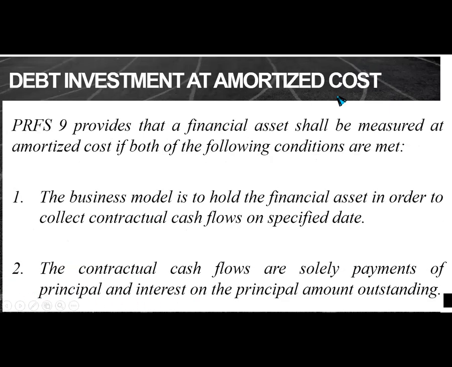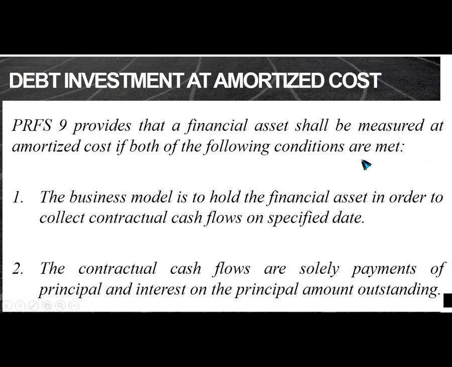So the last item, the last classification, is debt investment at amortized cost. PFRS provides that a financial asset shall be measured at amortized cost if both of the following conditions are met. So take note, class, both of these two must be satisfied for us to measure or classify it as debt investment at amortized cost. Take note, this is only applicable for debt investment. If we talk about amortized cost, equity investment is out. So only debt investment is applicable for amortized cost.